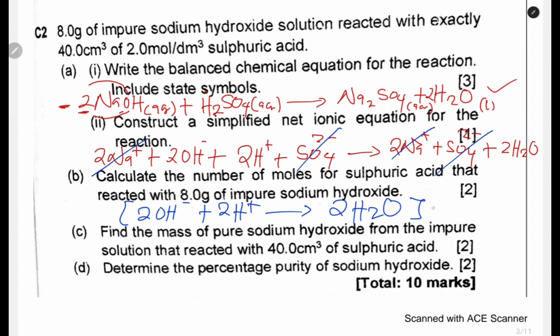Okay, let us have a look at the next question, which is B. Calculate the number of moles of sulfuric acid that reacted with 8.0 gram of impure sodium hydroxide.